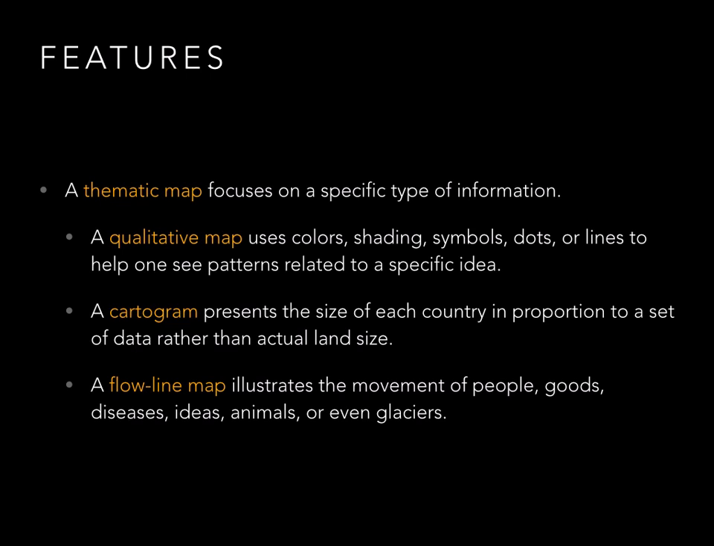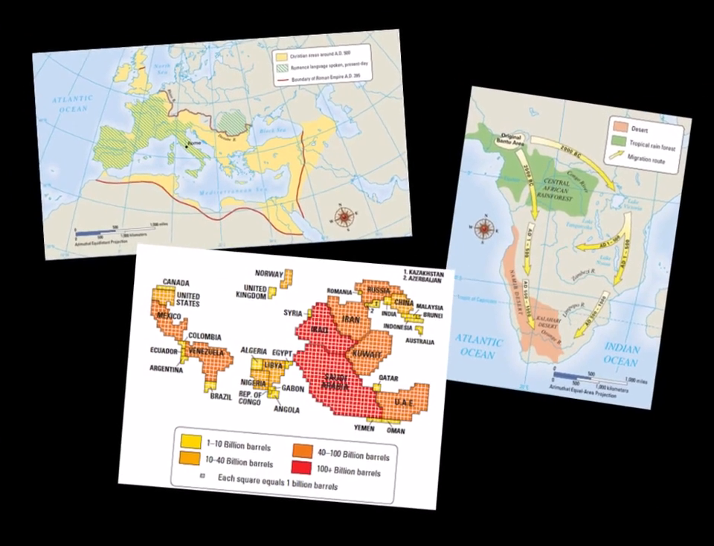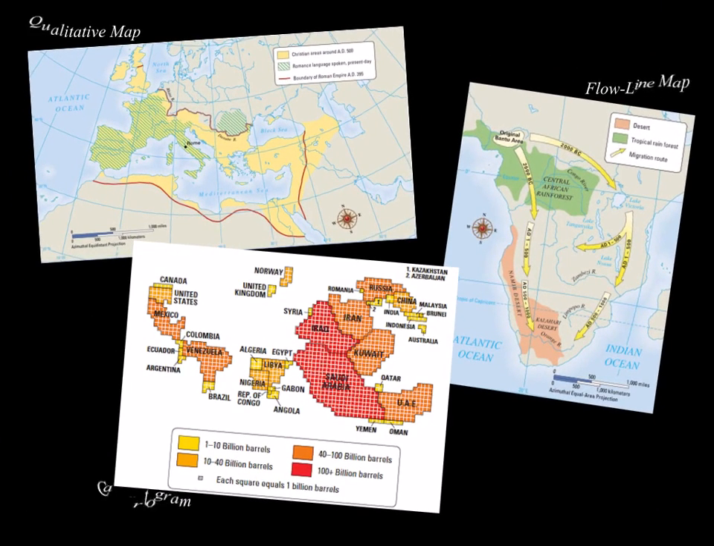A cartogram, the second type of thematic map, presents the size of a country in proportion to a set of data rather than the actual land size. And the third thematic map, a flowline map, illustrates movement of people, goods, diseases, ideas, animals, even glaciers. Here's some examples of these 3 types of thematic maps.